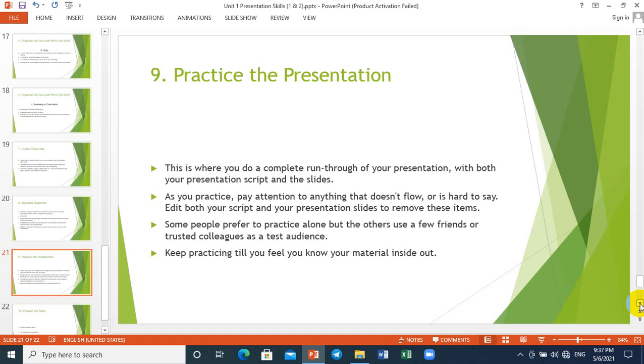Some people prefer to practice alone, but others use a friend, a few friends, or a trusted colleague as a test audience. For those who prefer to practice alone, they have to think about the presentation and edit by themselves. However, for those who use a few friends or trusted colleagues as a test audience, they need feedback from those people in order to improve the presentation.